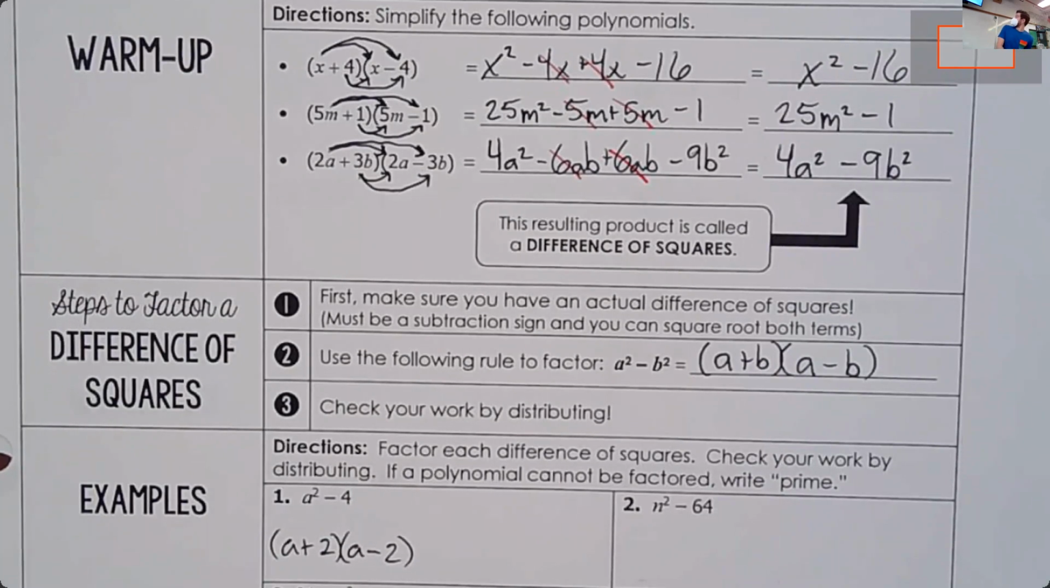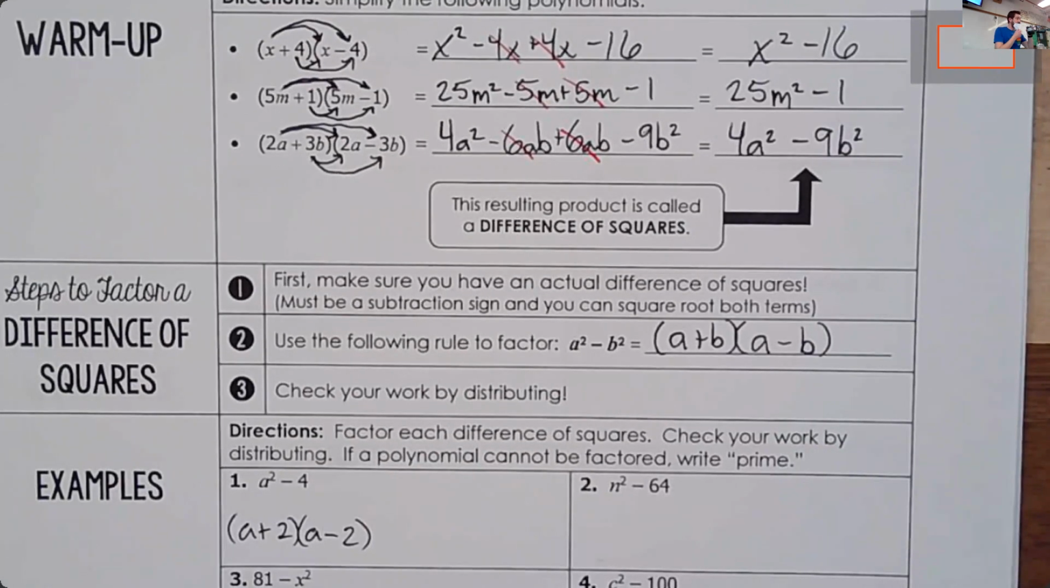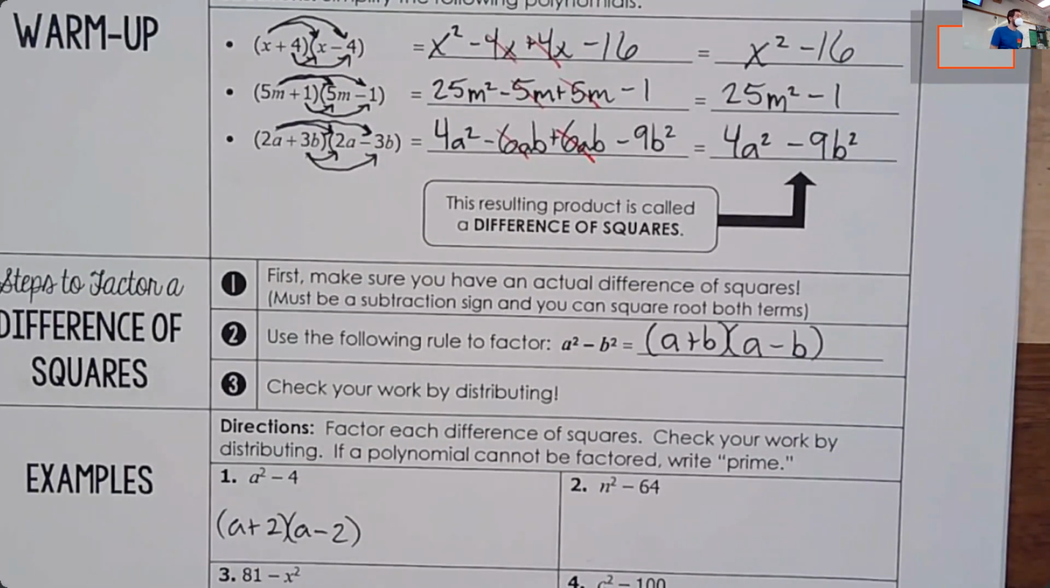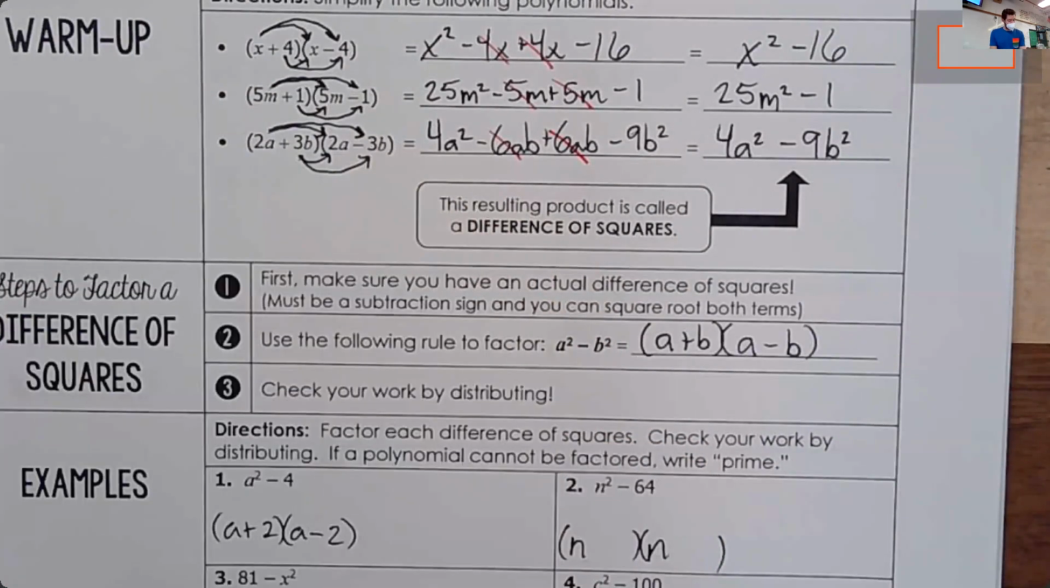So problem number 2 then. What do we think about that one? Any thoughts on what this will factor to as a difference of squares? N plus 8 and n minus 8. Good. So n squared is n times n. 64 is 8 times 8, so we get n plus 8 and n minus 8.